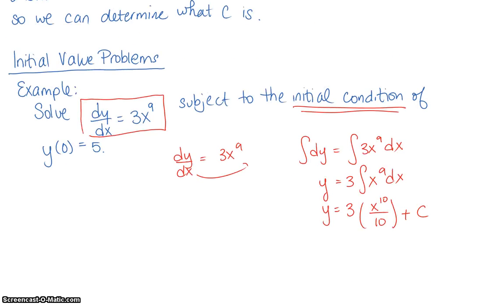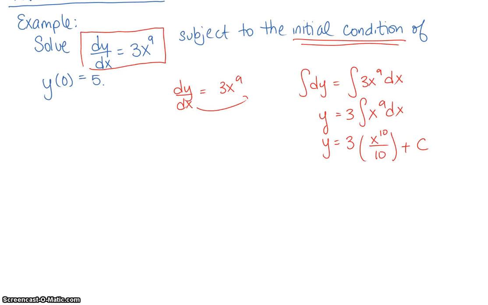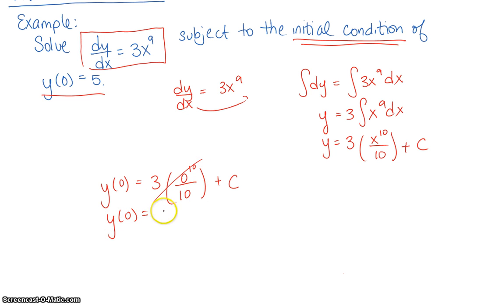Now what we have now is an initial condition. The initial condition tells us that when we plug in 0 into our original function, we get a value of 5. So if we use this function that we just came up with, and we plug in 0, we'll get 0 to the 10, which just becomes 0, all over 10 plus c. This part disappears, equals c. Therefore, c is going to equal 5 in this particular case.